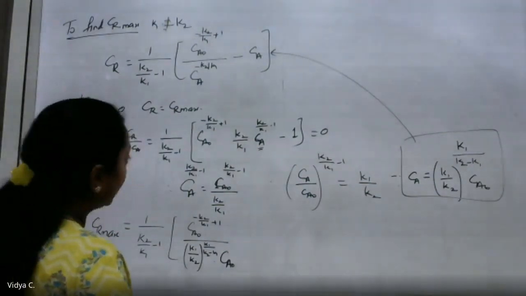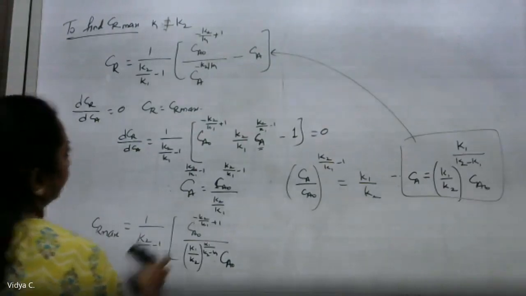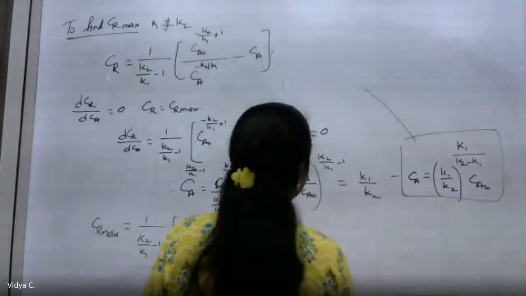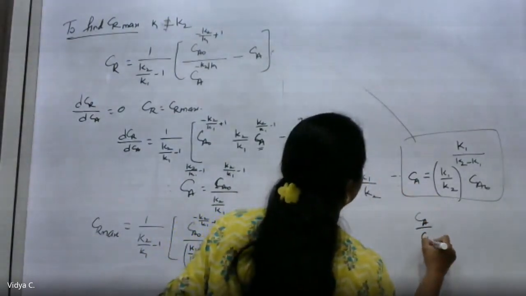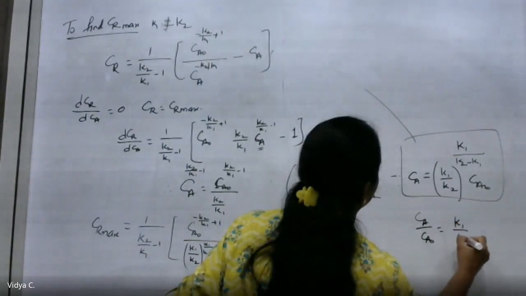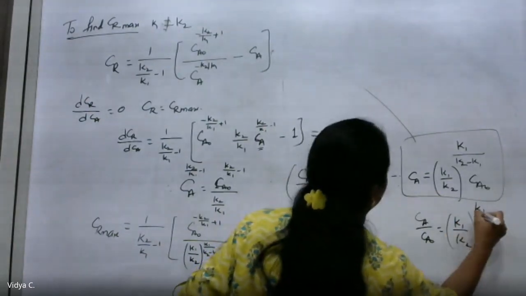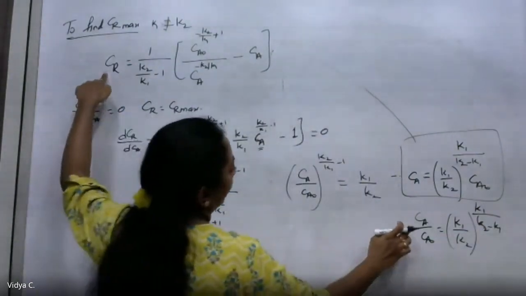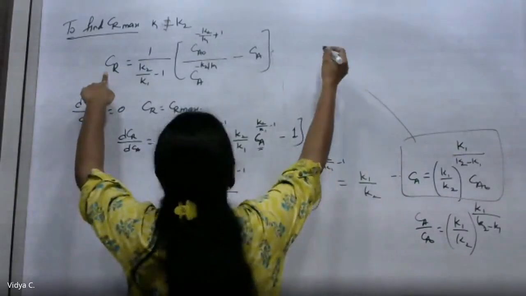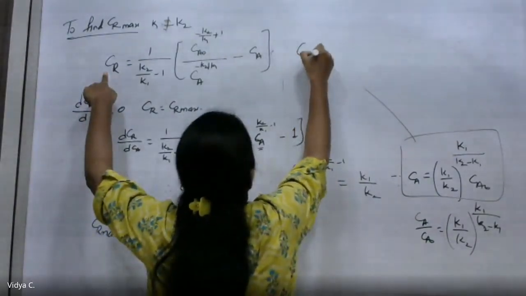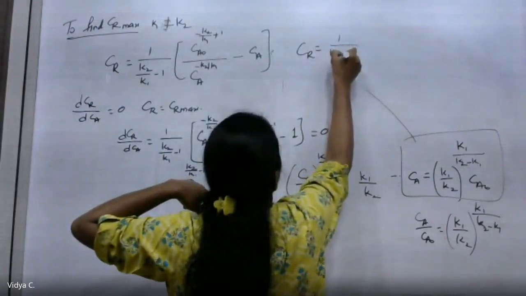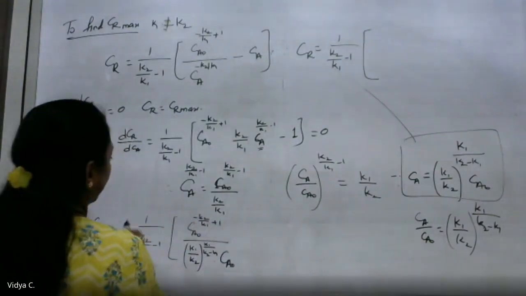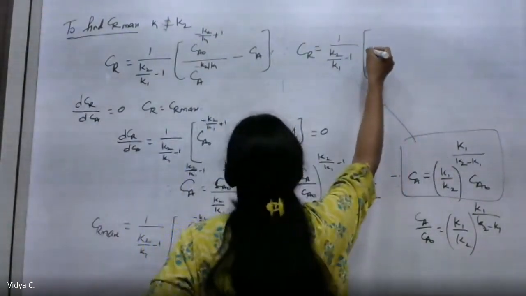One simple method, actually: if we alter this equation and simplify, it will be easier. Because I'll be getting CA by CA naught, I can write CA by CA naught is equal to K1 by K2 to the power of K1 by K2 minus K1. In this equation, I'll try to have this term in all the places. So CR will be 1 by (K2 by K1 minus 1). This makes my work simple.